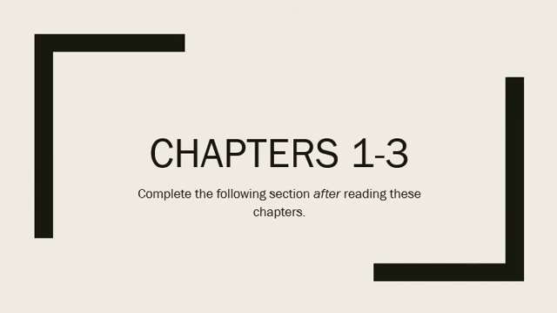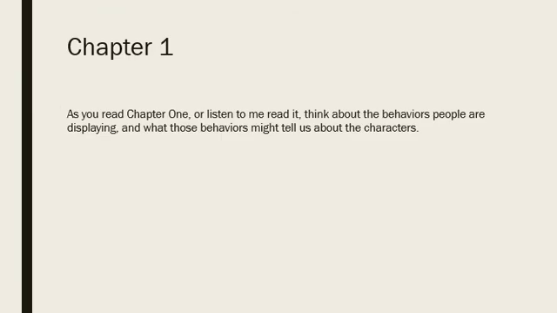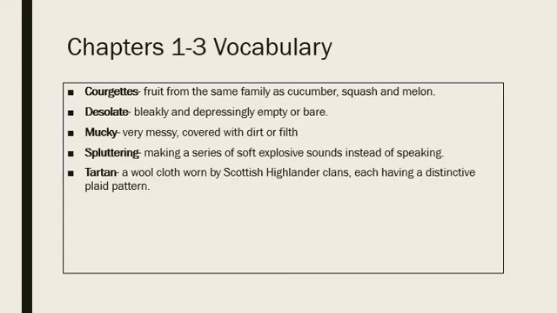Alright, so the next slide, as you read, think about the behaviors people are displaying and how those behaviors might tell us about the character. This is some vocabulary that you're going to see in chapters 1 through 3. Surrogates, it's like a cucumber. Desolate means depressingly empty or bare. Mucky is very messy or covered with dirt or filth.